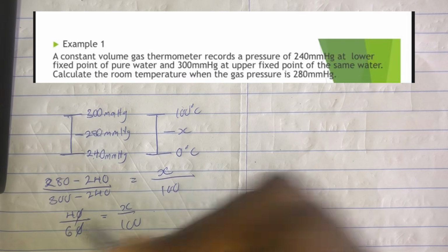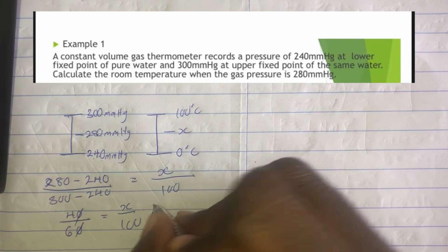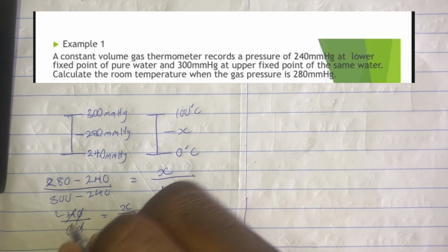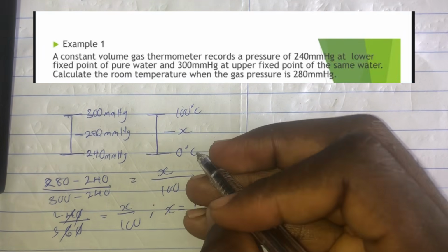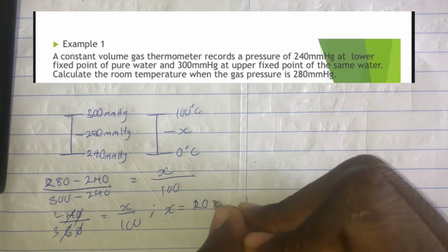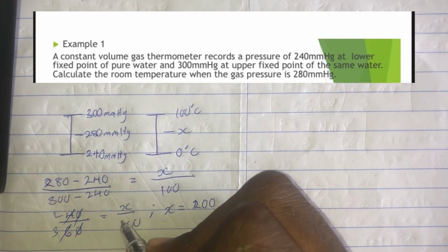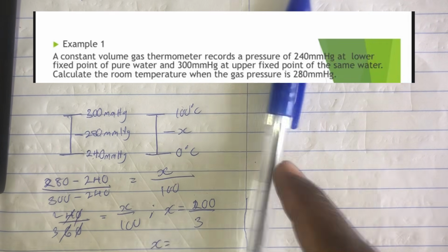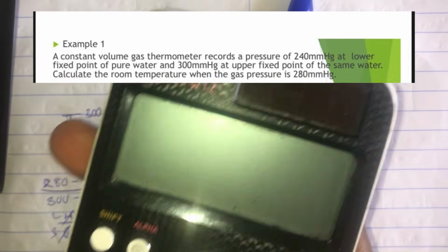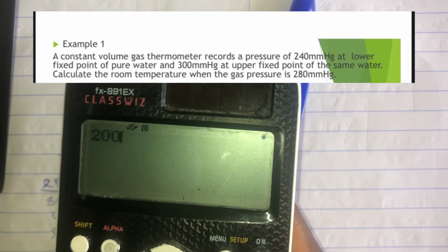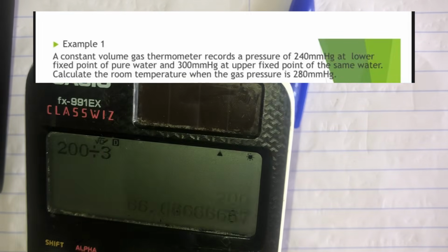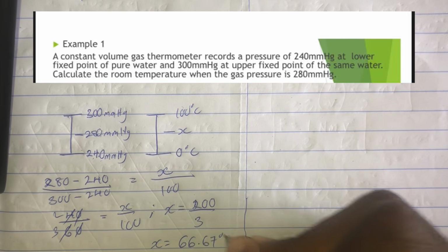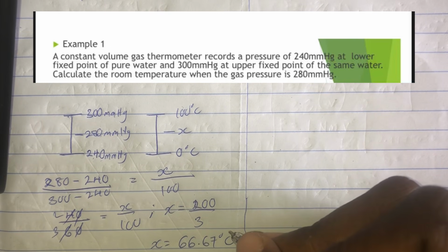Then this can cancel this, right? Then we can say x is equal to 4 over 6, this cancels 2 here, 2 here, 3. Understand? So we can say x is equal to 200 over 3, when we multiply by 100, we cross multiply. So the room temperature, let me use my calculator, will now be 200 divided by 3, and that is 66.67 degrees Celsius. So that was question number 1, and that's how to solve it.